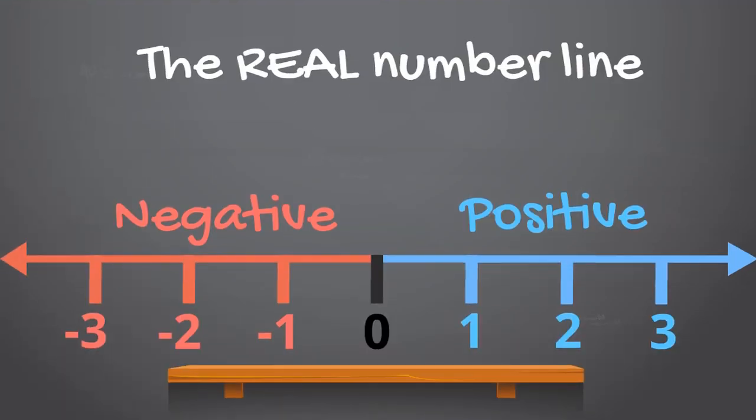This is the real number line. Forget about the number line you've seen up to now that starts at 0. There's actually an infinite amount of numbers before 0 as well. We call the numbers before 0 negative numbers and the numbers after 0 positive numbers.